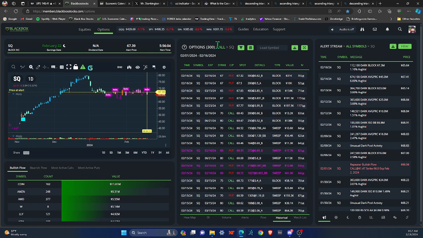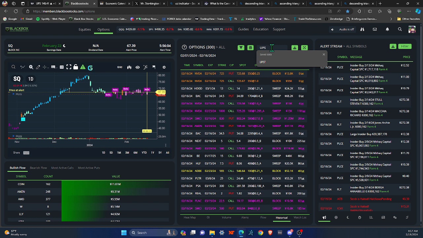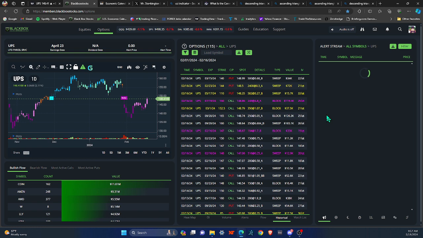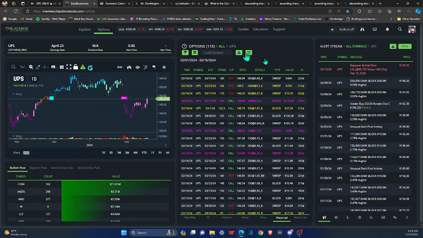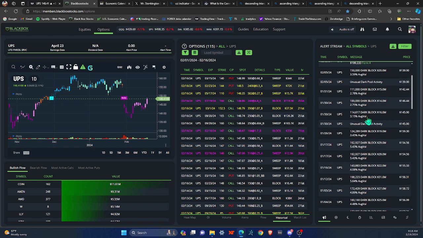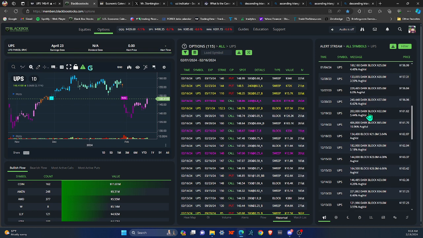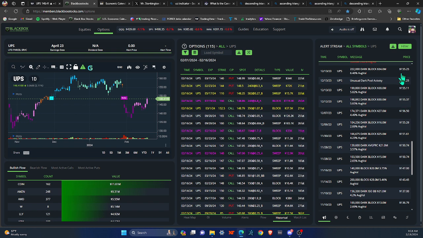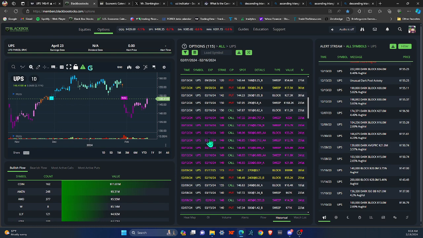Let's see. It's a good one, kind of similar. We're not just getting blasted all day with activity on UPS. They reported already. Yeah. Let's see. Getting a bunch of dark pools in the high 150s. Wow, they've been hitting the high 150 area on the dark pools for a while now on UPS. These guys expired.